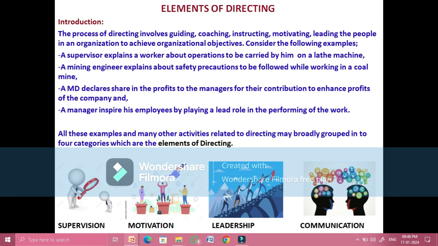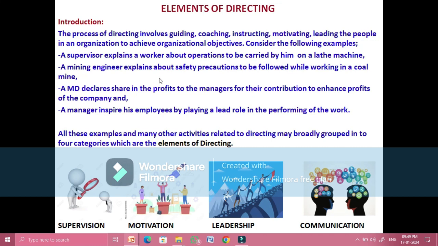Now we'll see some examples of the function of directing. The first one is a supervisor explaining to a worker the operations to be carried out by him on a lathe machine. Here the supervisor is supervising how the worker operates, keenly observing how efficiently the worker is doing the work at the machine. So the role played by the supervisor is supervision, right?